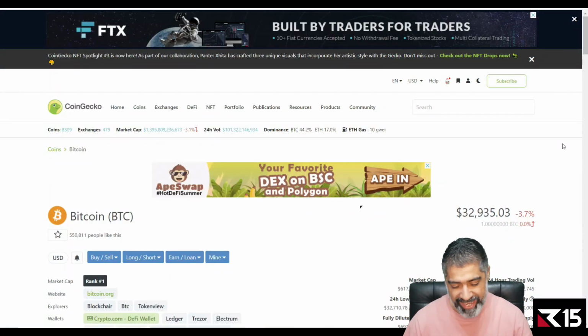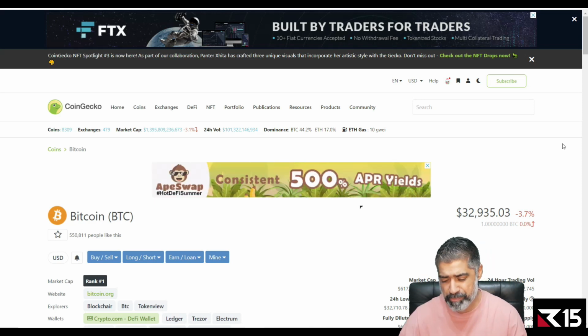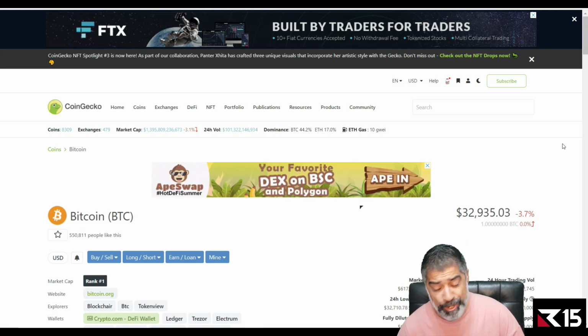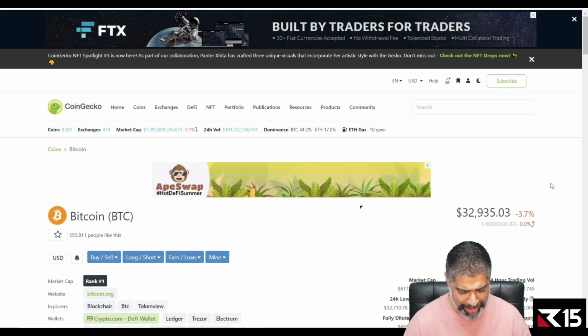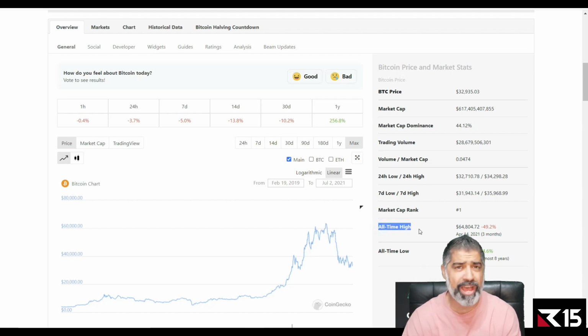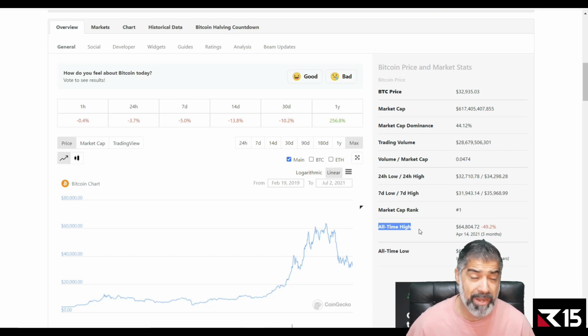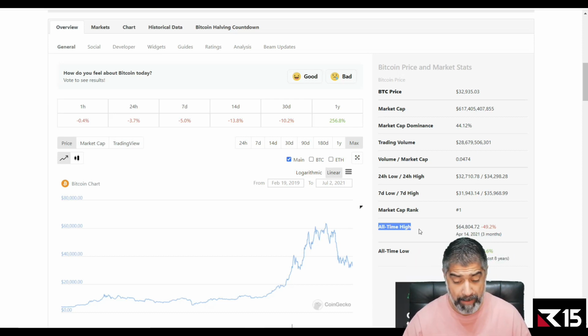Now, before we jump into Pancake, let's jump into Bitcoin. Quick update. Today's price is 32,935 as of the 2nd of July, 7:42 a.m. Now, quick price update. All-time high of Bitcoin is $64,804. And today we are 50% below that price. So we're 50% down from Bitcoin.